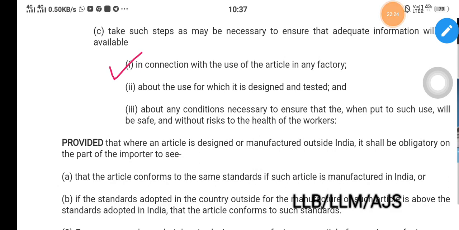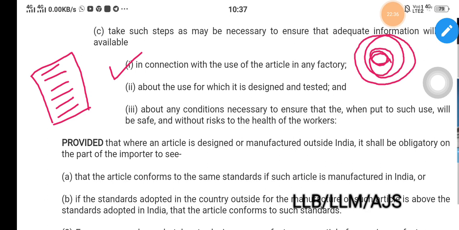So there must be some kind of information or guidance which will say how the articles or things should be used in a factory, safety measures. B. About the use for which it is designed and tested. The use should also be written here, use for the purpose of design and tested. And 3. About any conditions necessary to ensure that the article, when put to such use, will be safe and without risk to the health of the workers.